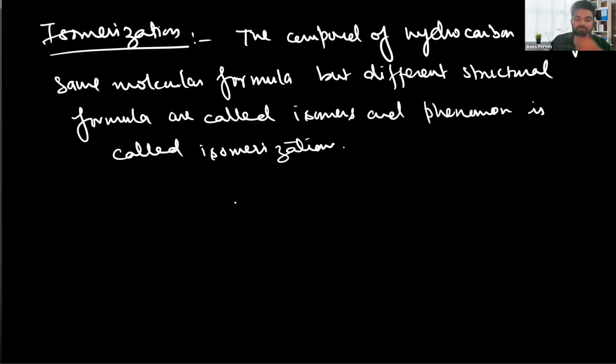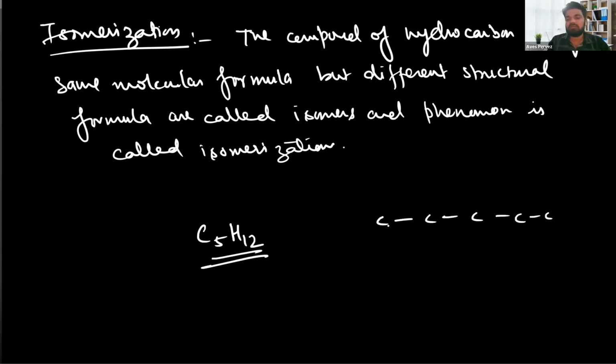Okay, got it? So, for example, if we have a formula like C5H12. Are you getting it? So the structure of C5H12 can be like this: 5 carbons attached. 3 hydrogens will be attached to this one, 2 to this one, 2 to this one, 2 to this one, and 3 to this one. Got it? Yes, sir.